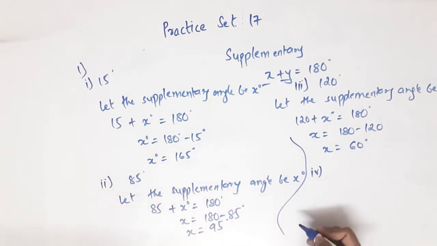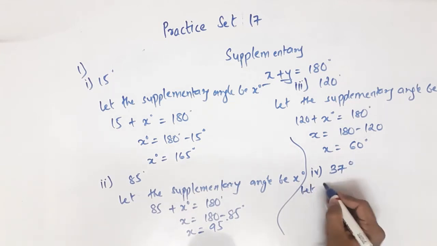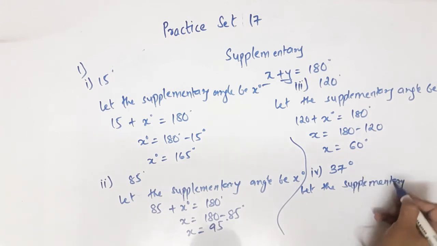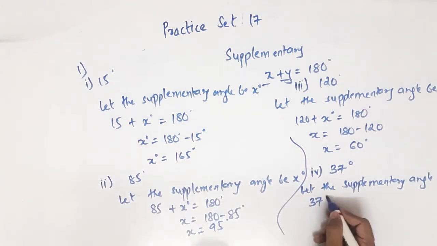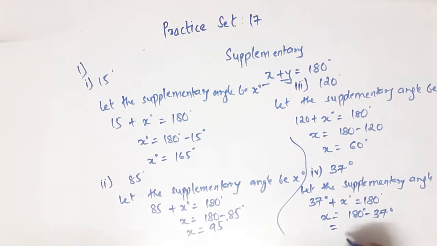Okay, and fourth one is 37 degrees. So I'll write, let the supplementary angle be x degrees. So 37 plus x equals 180 degrees. x equals 180 minus 37. What is 180 minus 37? It is 143 degrees. Okay, x equals 143 degrees. Correct? So let us move on to sum number 5.